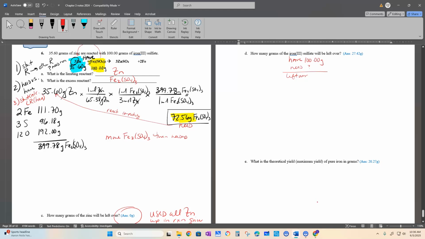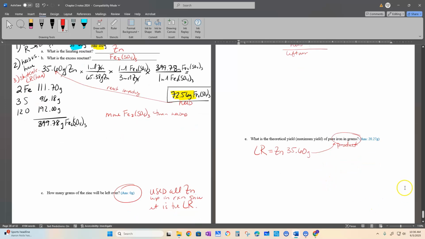And then theoretically, how many grams of iron should I have produced? Well, iron is a product. So you're going to start with your limiting. And remember, our limiting was zinc. And I'm going to start with what I was given, that 35.60 grams. And I want to figure out how many grams of iron. Grams to grams, I'm sure you could figure out how many steps.